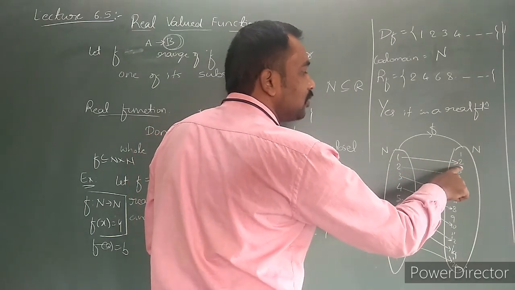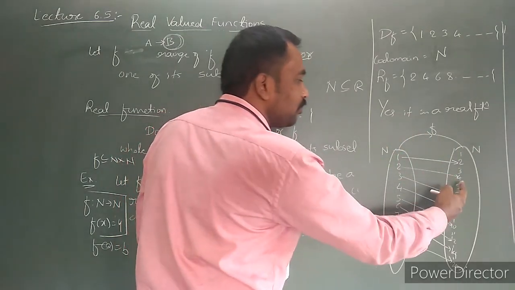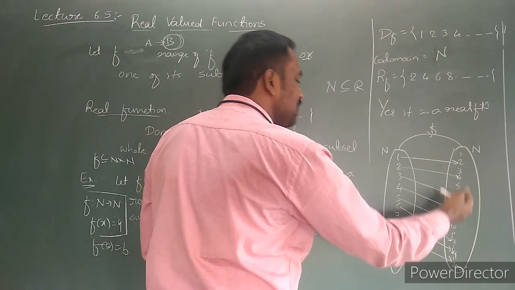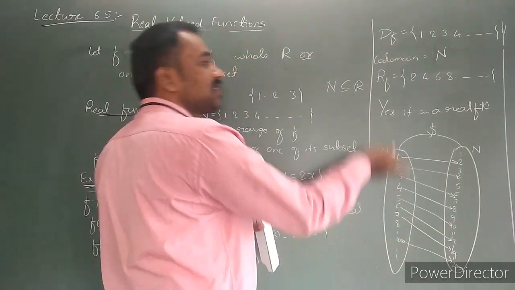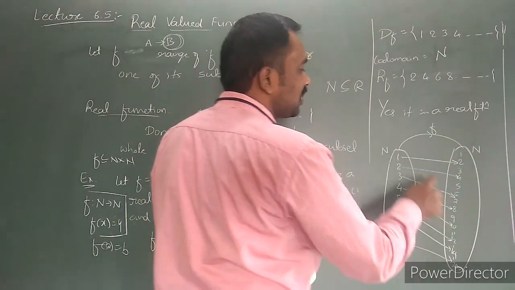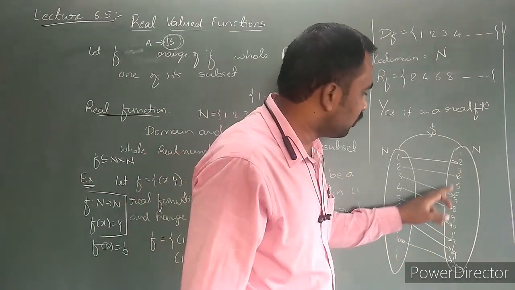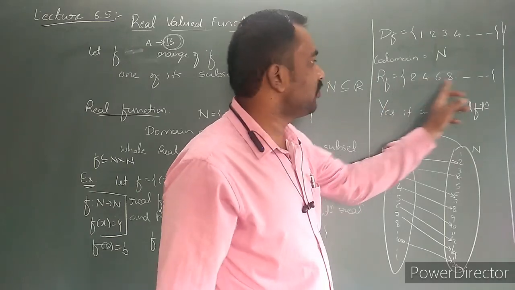One has the image two. Two has the pre-image one. 4 has the pre-image 2, 6 has the pre-image 3, 8 has the pre-image 4. Reverse images, pre-images, we already know that. What is the range? Observe that 2, 4, 6, 8, 10. That one only we have written.